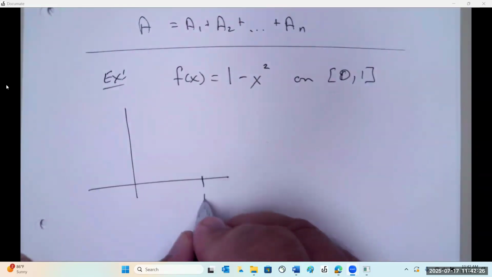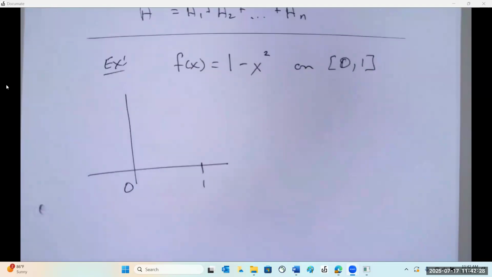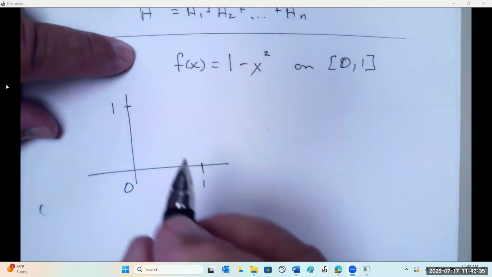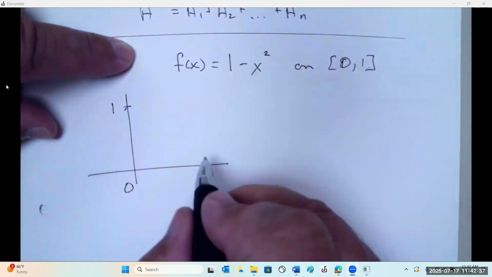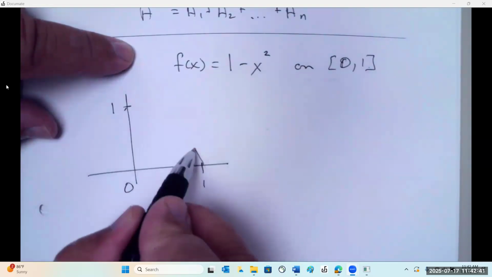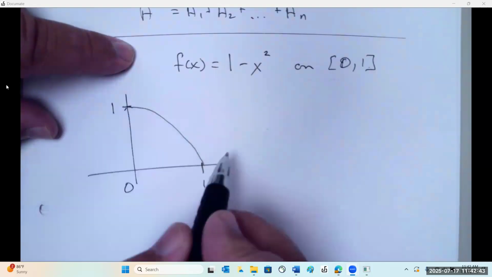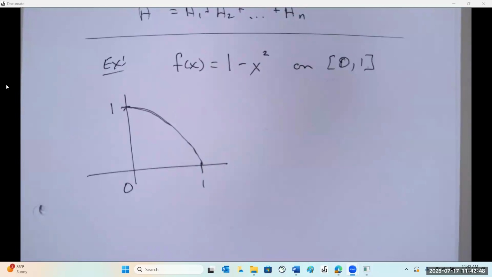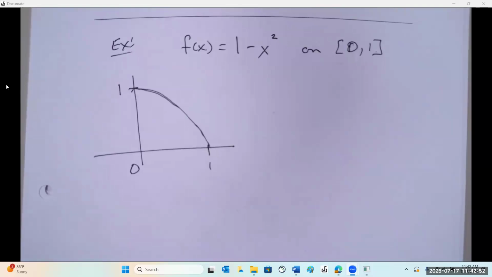So we're going from 0 to 1. That's my domain. When x is 0, y is 1. And when x is 1, y is 0. Since it's a quadratic equation, we know it's a curve. It's a parabola opening downwards. Shift it up 1 space. Now, as you see, we can't make those little rectangles like we had over there.